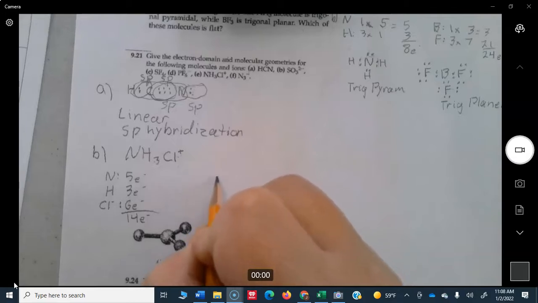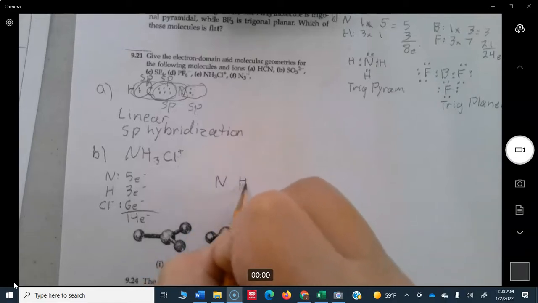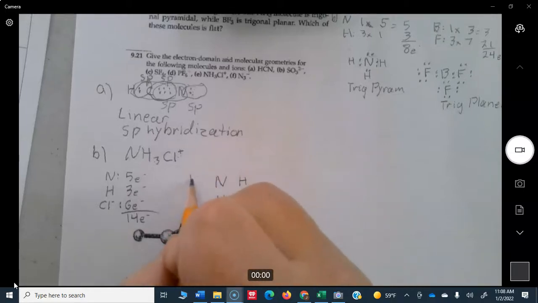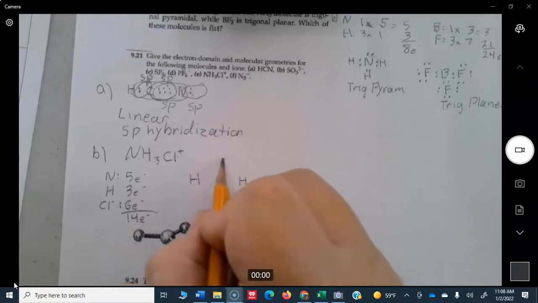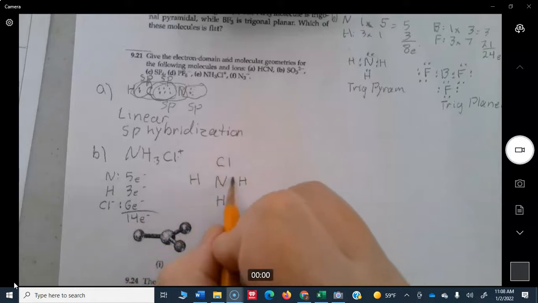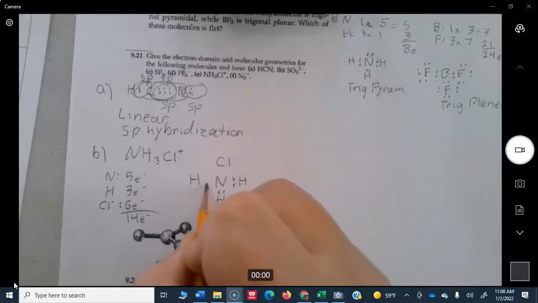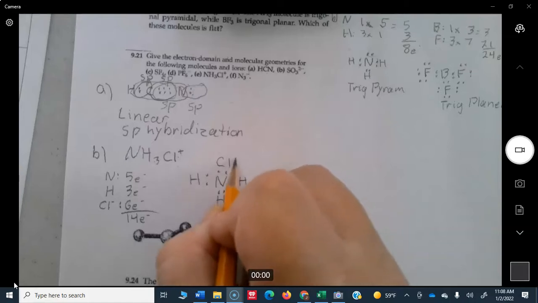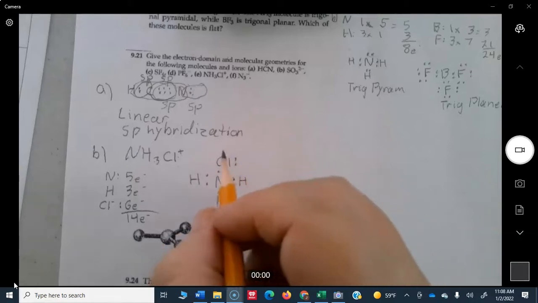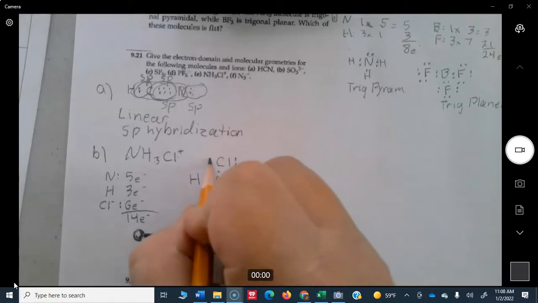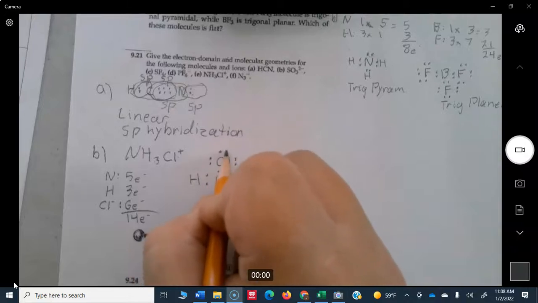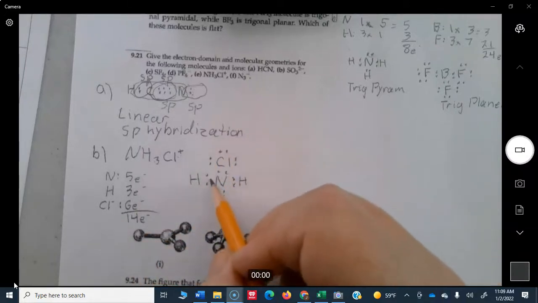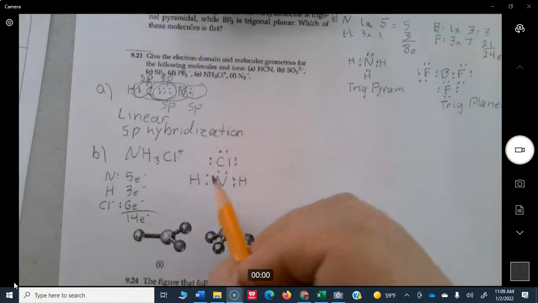So what we're going to do is N, H, H, H, just like we did up in problem 912. And then we're going to put the Cl here. And we've got that, 8. And let's see what else we got. First of all, you want to put down the proper number, create an octet around the outside. So there you have 8, 10, 12, 14. Okay, we're good. There you go.